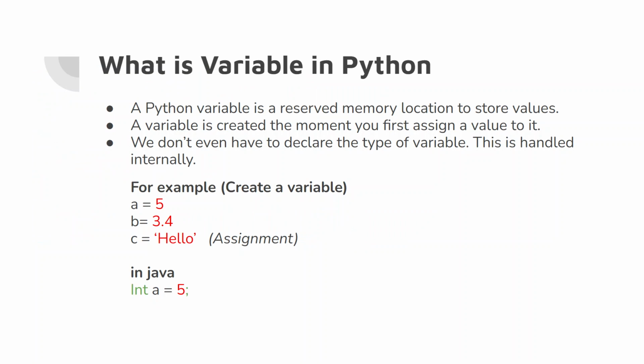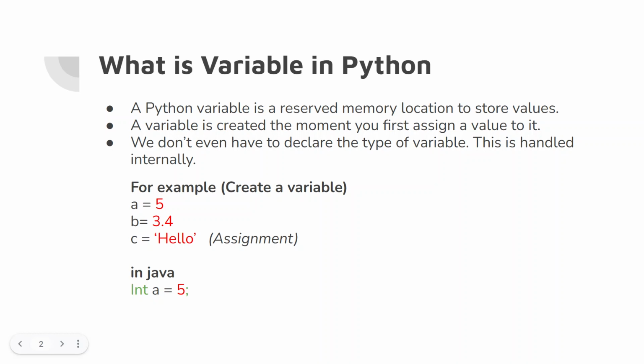Let's understand this by an example. Suppose you have variables a, b, c. So a is equal to 5, b is equal to 3.4, c is equal to hello. We call it assignment. In the next video you will learn about this. So when we assign a value to any entity, we call it a variable. So these a, b, c are variables, and these are the values, and a value can be integer, float, and string.